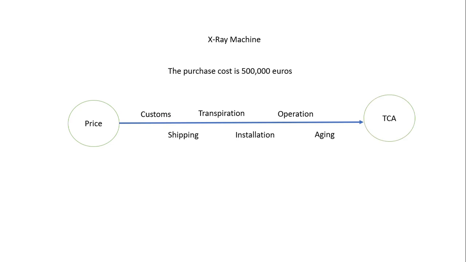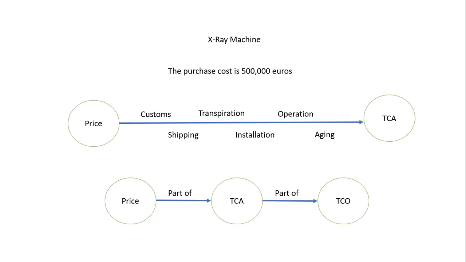What is the relationship between the price, TCA, and TCO, total cost of ownership? The price is part of TCA, and TCA is part of TCO. TCO includes the price of the product and TCA, in addition to all operating expenses, including maintenance, spare parts, training, resale, and many other expenses throughout the life of the asset's use.